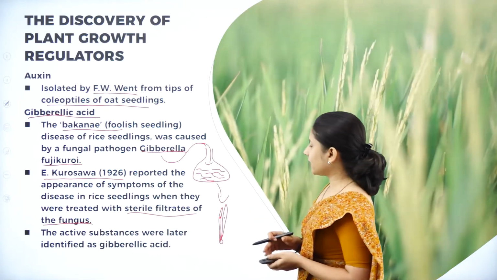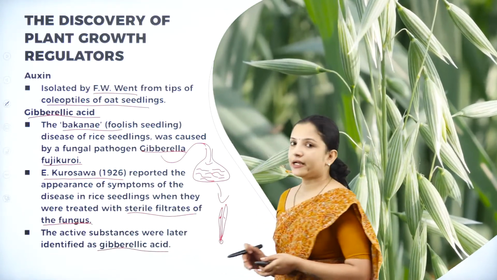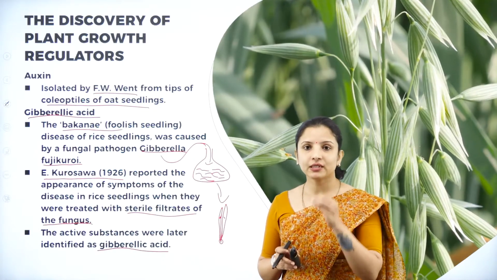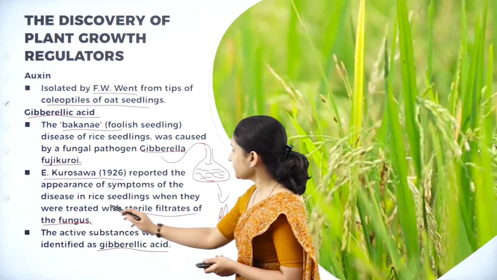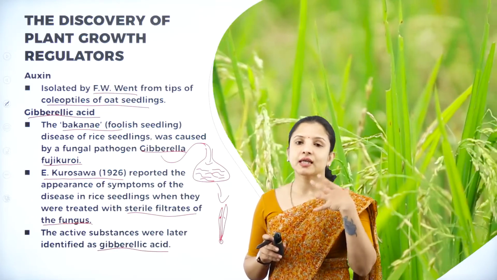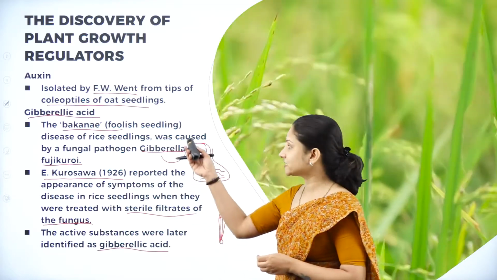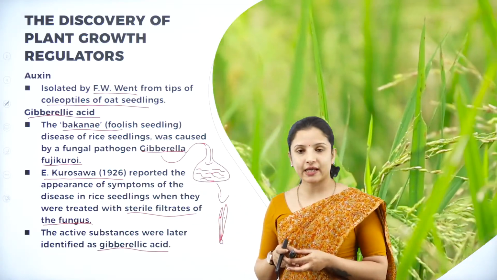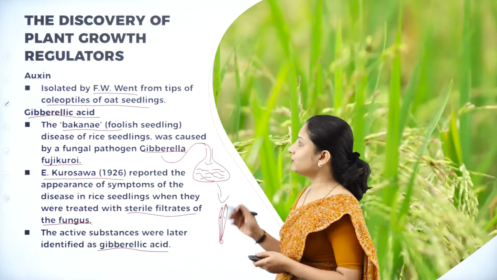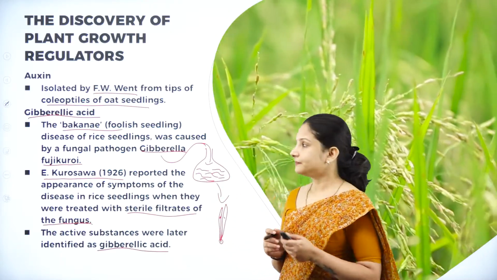So he was curious, what is actually causing this increase in height? That is when later on it was discovered that it is gibberellic acid produced by the fungi Gibberella fujikuroi, which causes the increase in the height of the rice seedling. That was found out when they were studying the Bakanae disease of rice. So this is how gibberellic acid was discovered by Kurosawa.